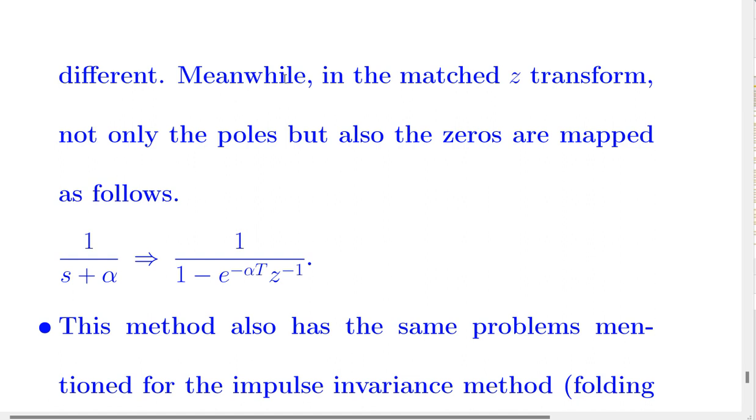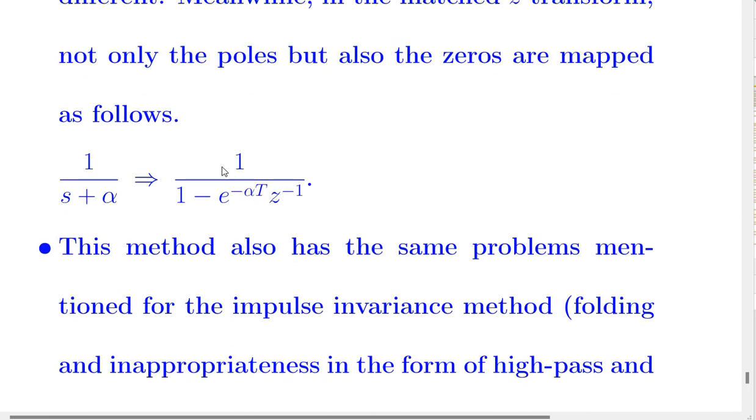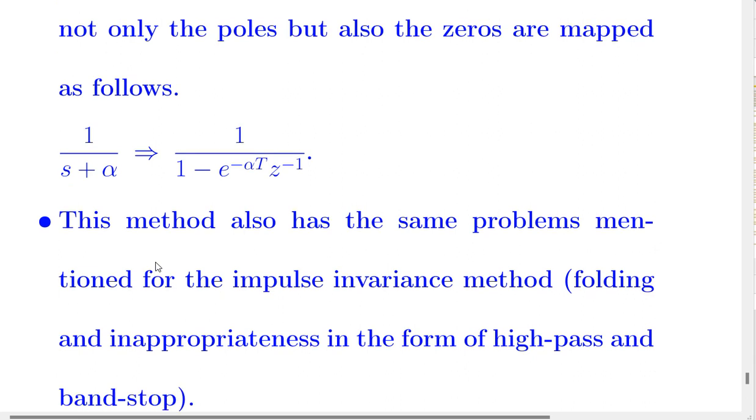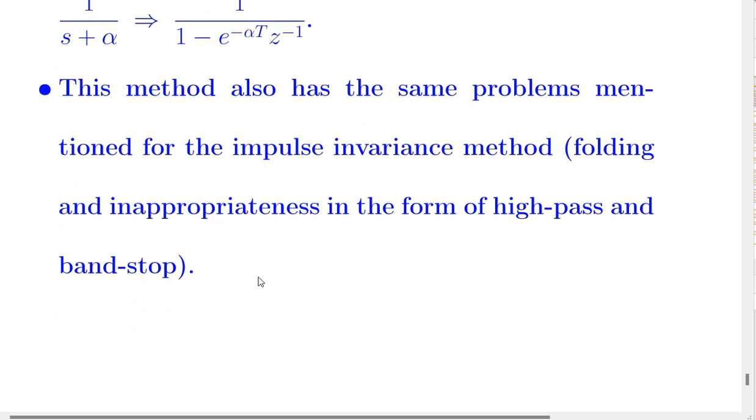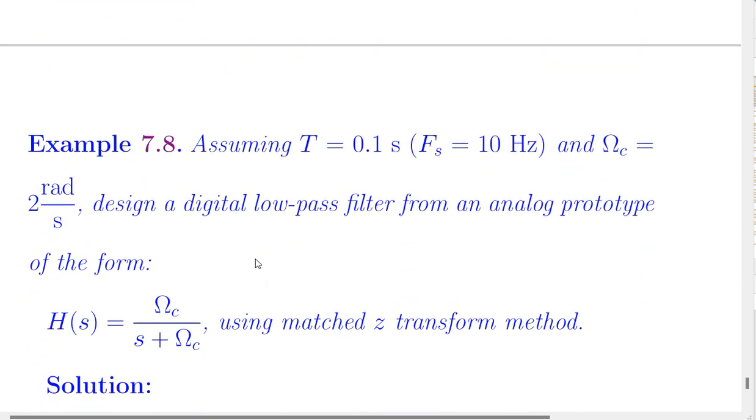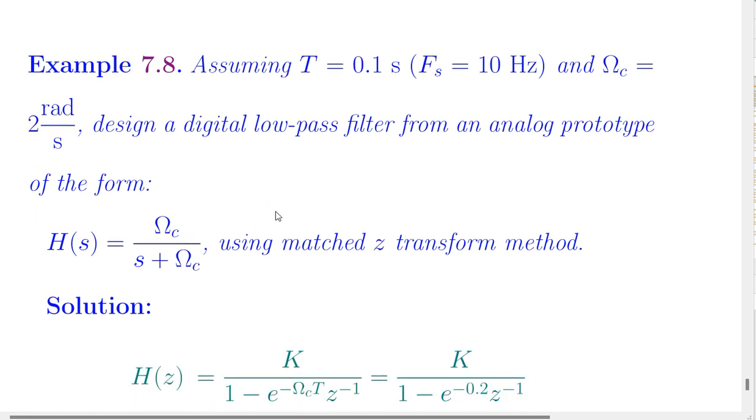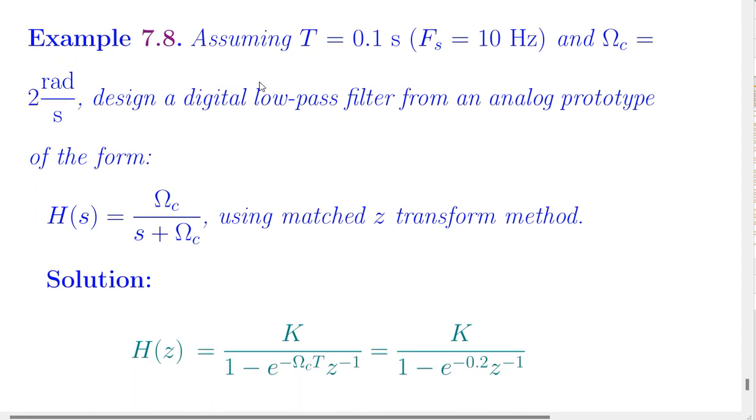But meanwhile, in the matched Z transform, not only the poles but also the zeros are mapped as follows. Okay? This method also has the same problems mentioned for the impulse invariant method, folding and inappropriateness in the form of high pass and band pass. So, a useless method.